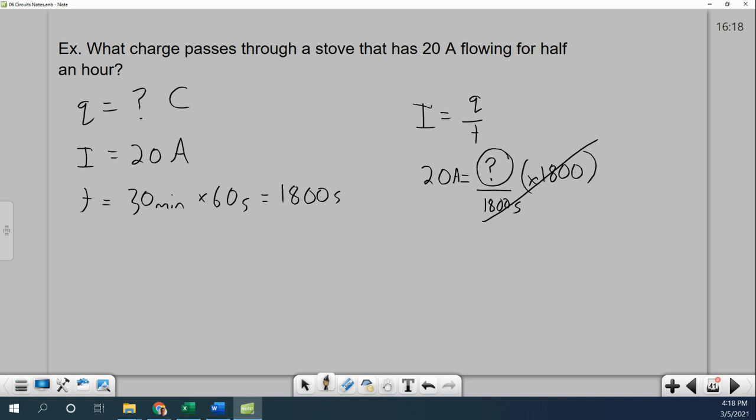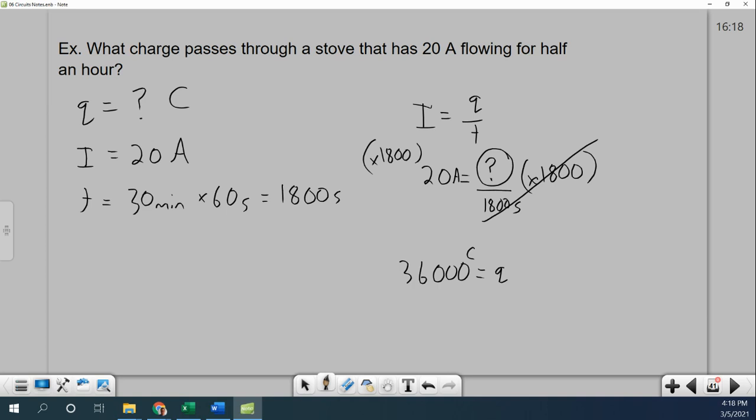But what's the rule of math? If I times by 1800 on one side, oh yeah, I have to times by 1800 on the other side. Anything that happens on one side of the equal sign has to happen on the other. So I do 1800 times 20, and I'm left with 36,000 as my Q, which was coulombs.